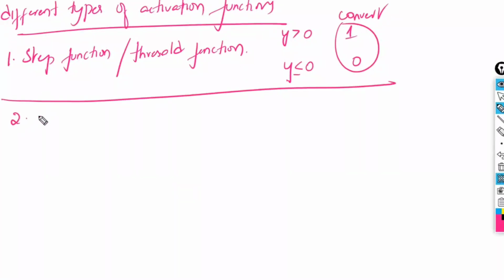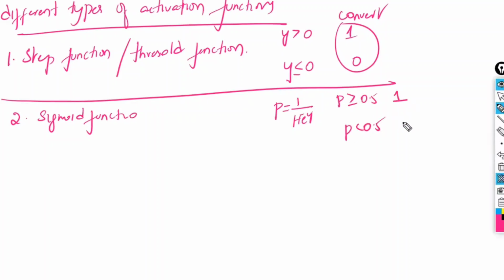Whereas the second one we have seen is the sigmoid function. In the sigmoid function, it is going to convert based on the p value. P is equal to 1 divided by 1 plus e to the power of minus y. If the p value is greater than or equal to 0.5, it is going to convert to class 1. If the value is less than 0.5, it is going to convert to class 0. Right? This is what we have observed in logistic regression, the same thing.